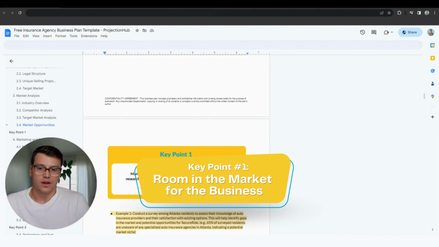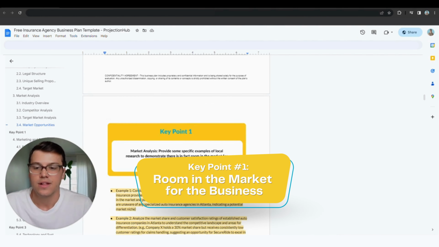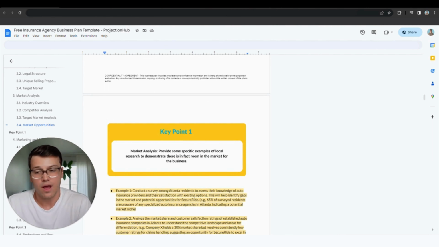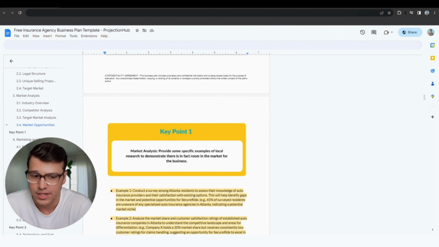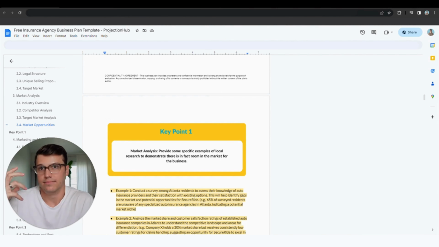But the key point here is we need to demonstrate that there is room in the market for you. Now, something important about the insurance industry is that it's not wide open, right? The majority, if not most people, have insurance. In our fictitious example, we're an auto insurance provider, and you have to have auto insurance to drive a vehicle legally. So it's not like there's this massive opportunity, and we need to be mindful of that in the market analysis.